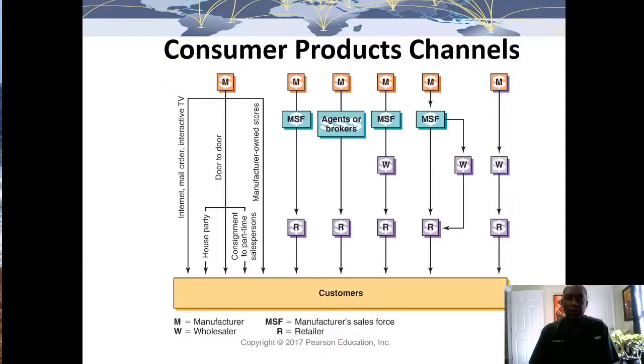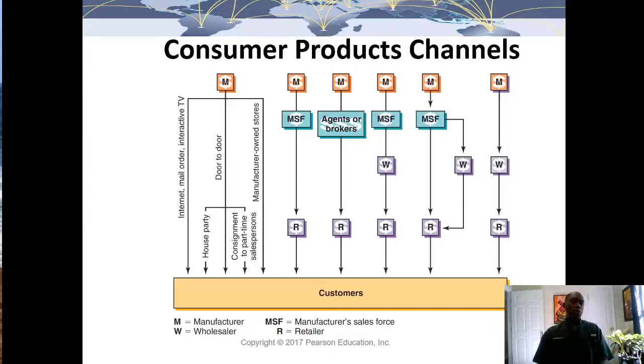So starting at the left, these are more of direct channels. So now you have this idea of e-business, internet. You still have mail order. You have interactive TV where people shop and they get a number. There's a number on the TV screen. And so then they call a number and then they put the corresponding number for that product in, and they get their products mailed to them.